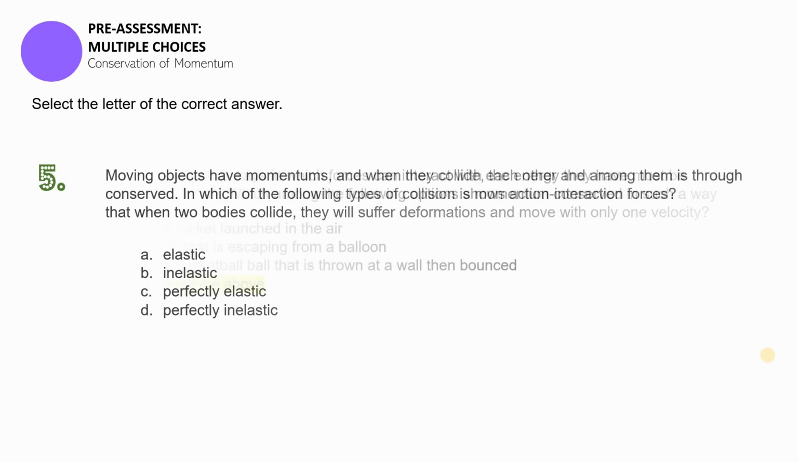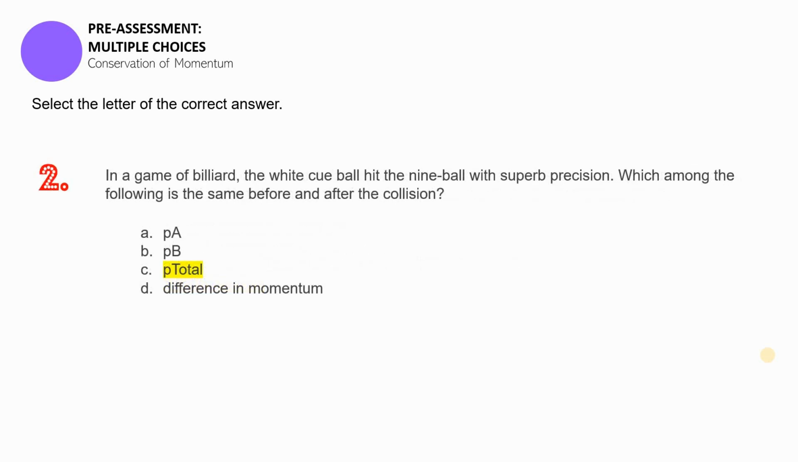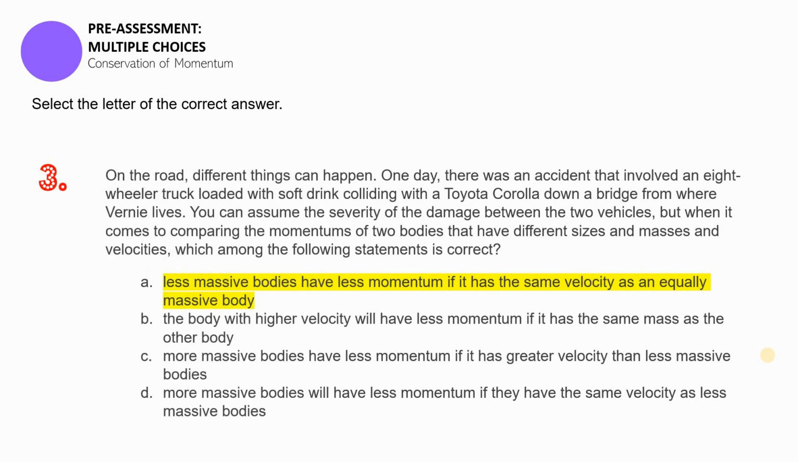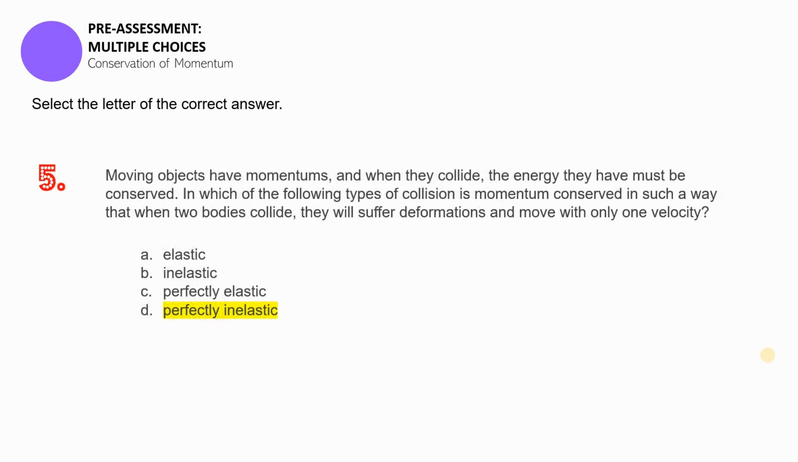Let us now proceed. Number 1, the answer is all of the above. So yes, all of these scenarios are going to include action-interaction forces. Number 2, it's the total momentum before and after the collision. Number 3, less massive bodies will have less momentum if they have the same velocity as an equally massive body. Ayan. Number 4, to the left. And number 5, it's perfectly inelastic.